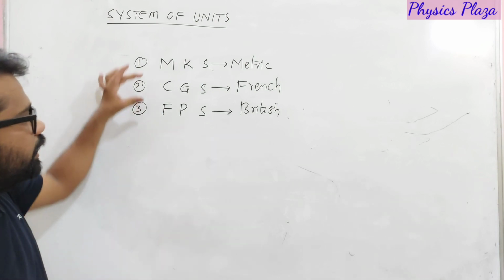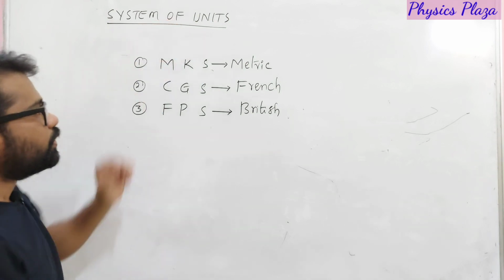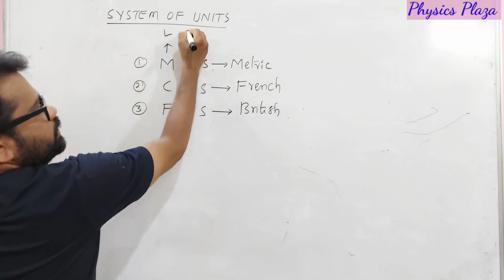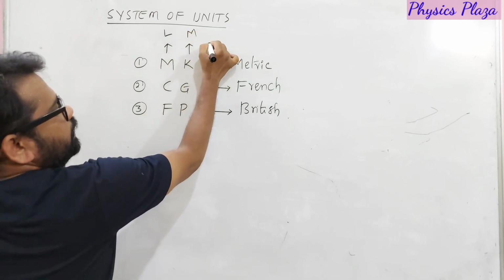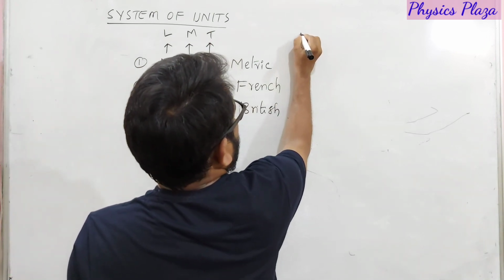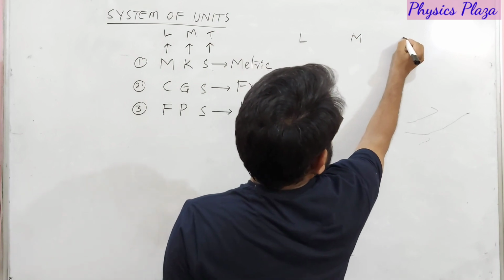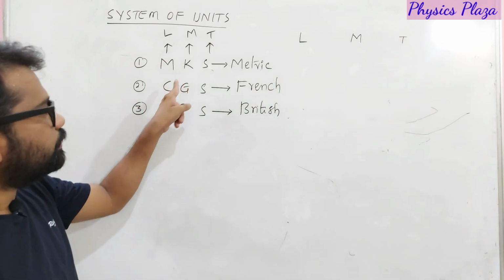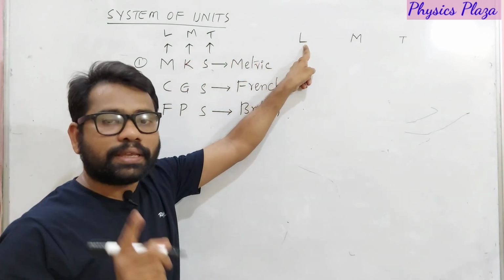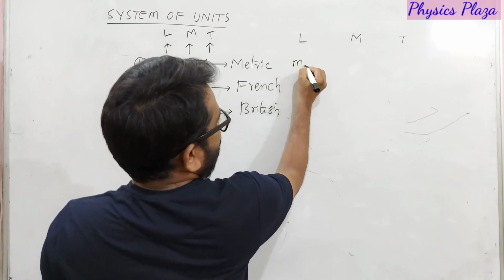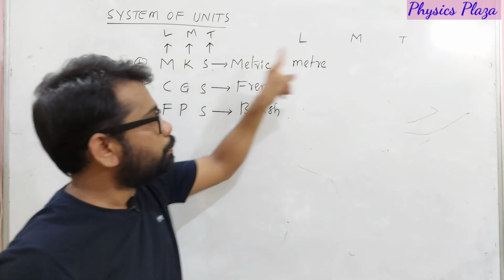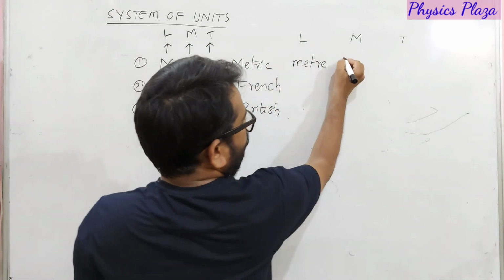Dear children, in these systems you can see three letters. The first letter represents length, the second letter represents mass, and the third letter represents time. So in the MKS system, the first letter M stands for meter. In the MKS system, the unit of length is meter. Whereas K refers to kilogram, that is mass. Mass is measured in terms of kilogram.